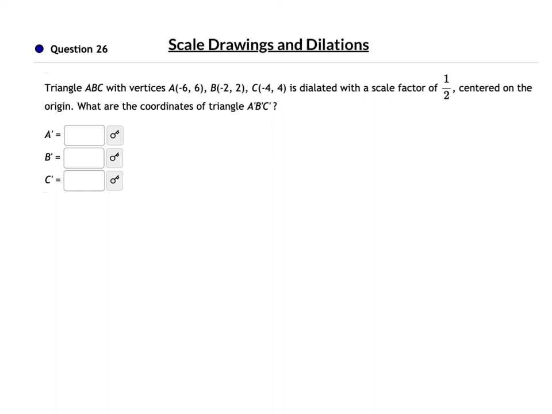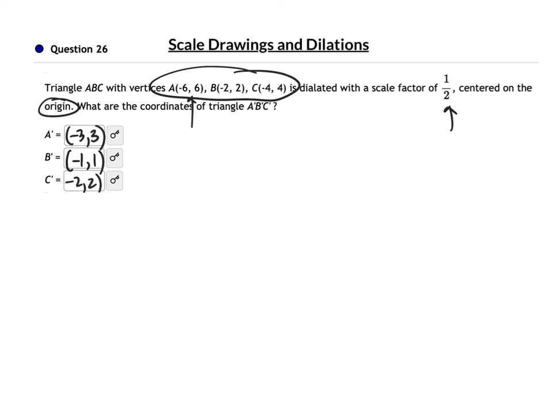Question 26 is another quick one. This is like the example where I drew the shape and it was a scale factor of 1/2. As long as it's centered on the origin, it's just as simple as multiplying by your scale factor. Take each of these points times 1/2, which means you're going to divide them by 2. A prime would be -6/6 times 1/2, divided by 2, and you get A prime is -3/3. B prime, multiply it by 1/2 or divide it by 2, and you get -1/1. And C prime then is -2/2.